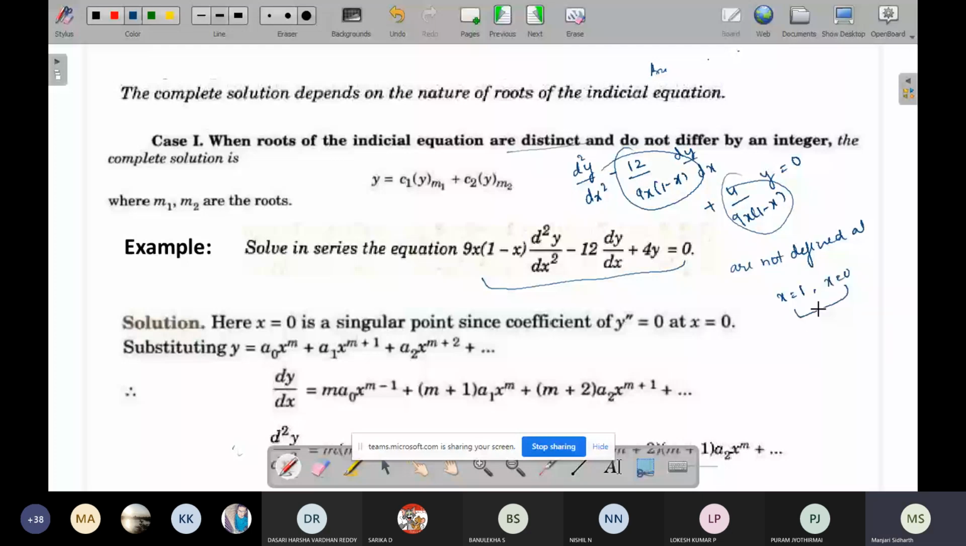Since x equals 0 is among the singular points, we always find the series solution around x equals 0. Let's check whether it is a regular singular or irregular singular point. Multiply P(x) with x, that gives minus 12 over 9(1 minus x). At x equals 0, you will get minus 12 over 1, that means minus 12, a finite value.